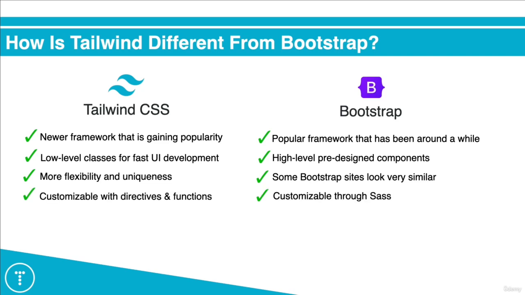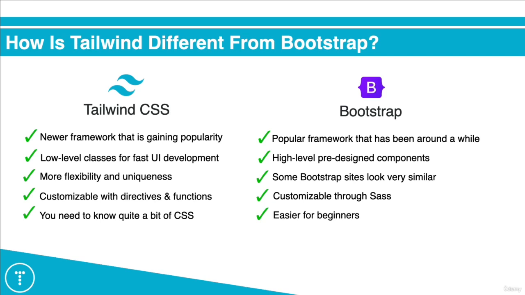So Tailwind is customizable. You have directives and functions you can use. There's also a Tailwind CLI to set up your environment. We're going to get into that in a little bit. You can also install it as a PostCSS plugin if you're using something like Webpack. And Bootstrap is also customizable through Sass, so you can change different variables for colors and so on.